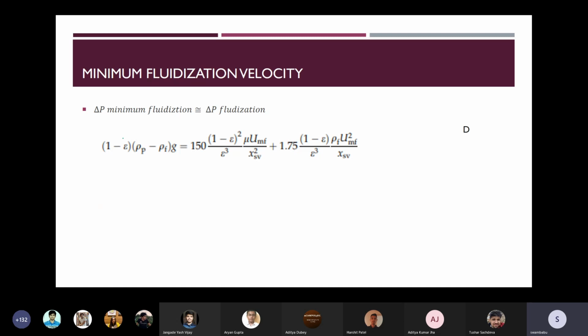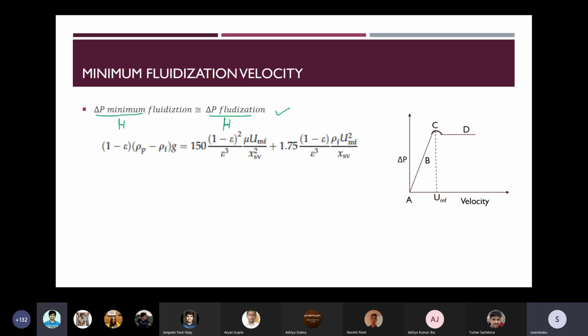From the graph, again I made this mistake. Delta P by L at minimum fluidization equals delta P of fluidization by L. L or H? We are using height of the bed H, so we will put it as H. Again, I made a typo here. I showed earlier in the graph that the pressure drop at minimum fluidization condition by the height of the bed equals pressure drop at fluidization by the height of the bed. This has been observed from the experiments.